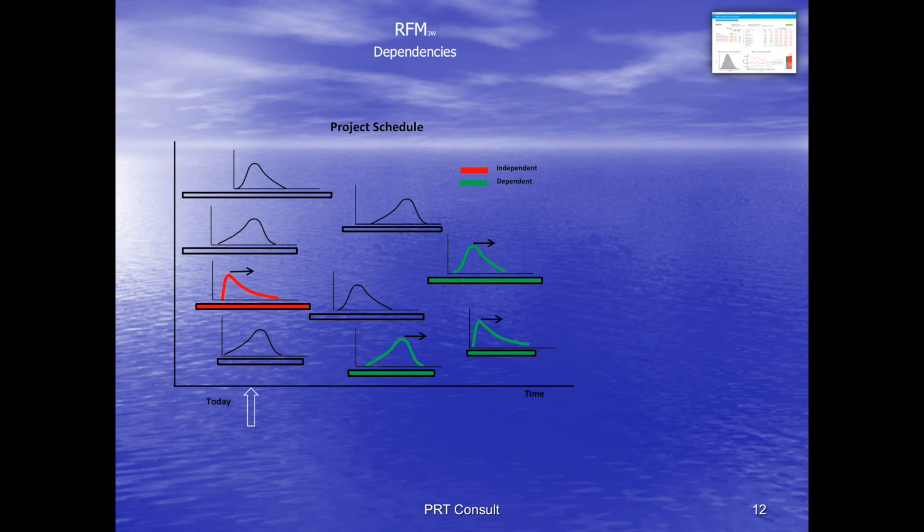Hence, potential cost overruns may be revealed weeks or months earlier than in traditional cost control systems, long before the increase materializes. This is real forecasting. Now let's see how these dependencies influence the total predicted cost at completion.